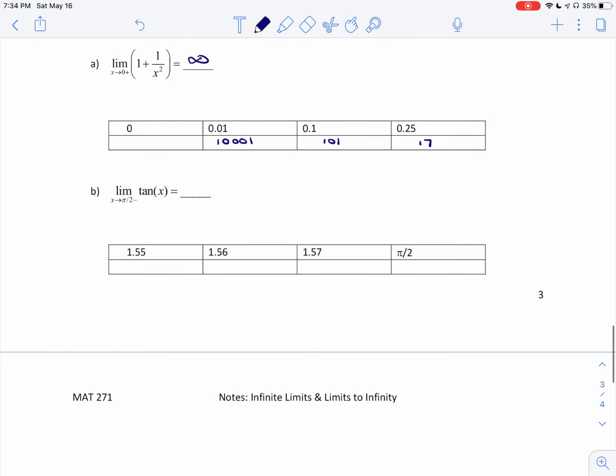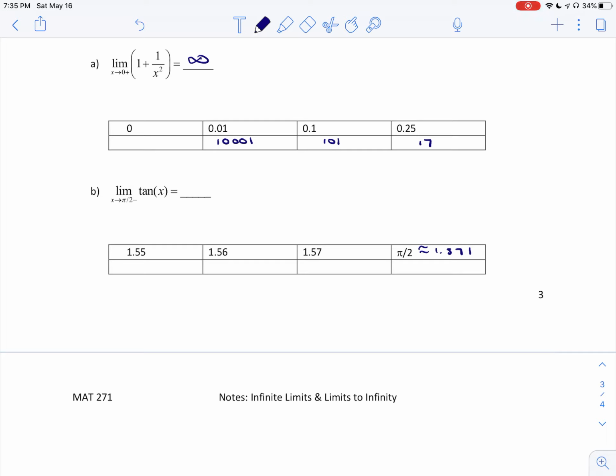All right, and then one more here, we're going to look at a tangent function. So in this case, looking at the limit as x approaches pi over 2 from the left-hand side of the tangent of x. All right, so pi over 2 is approximately 1.571. So I just picked a few values to the left of that again, and all we're going to do is just plug those into our function and see what we appear to be approaching.